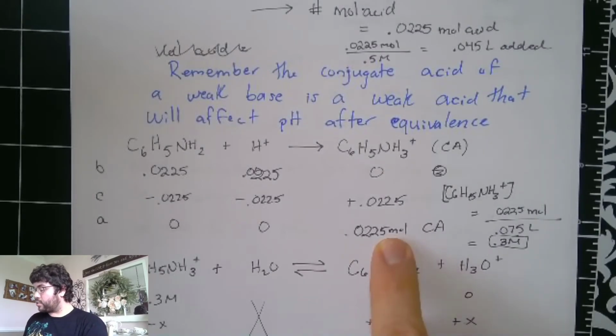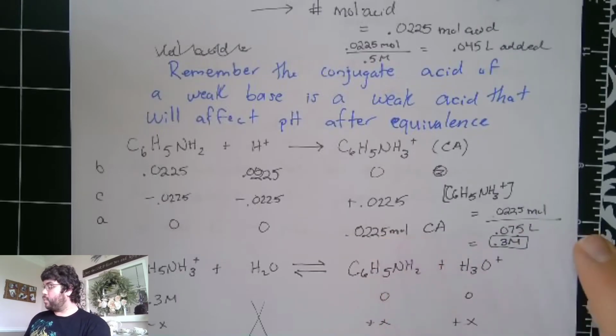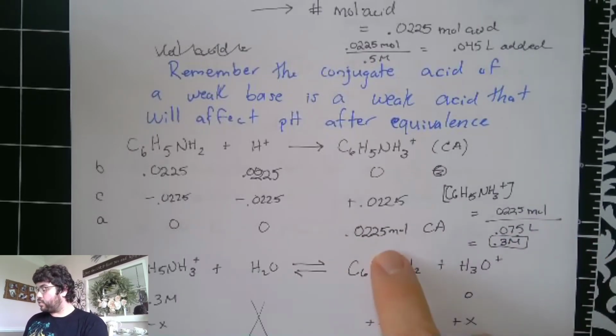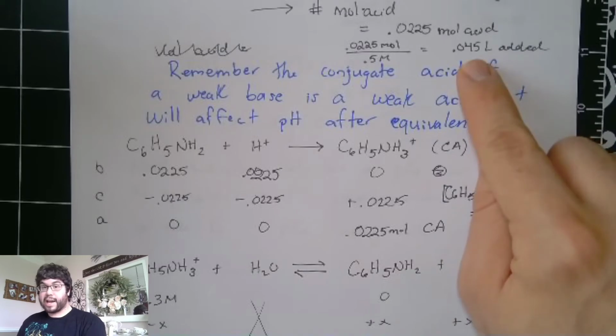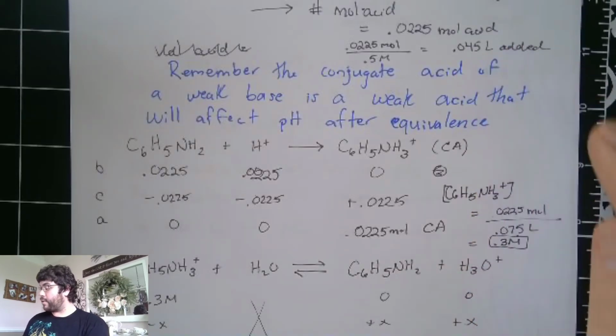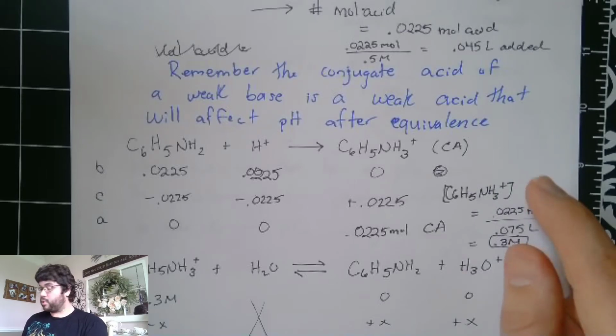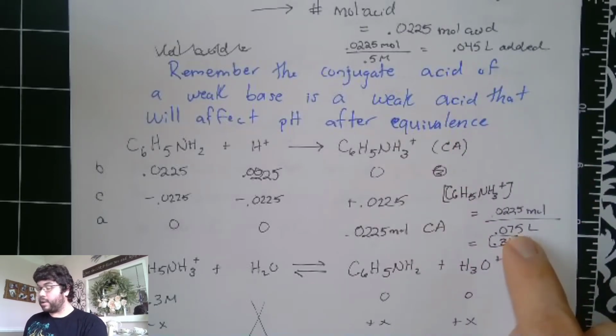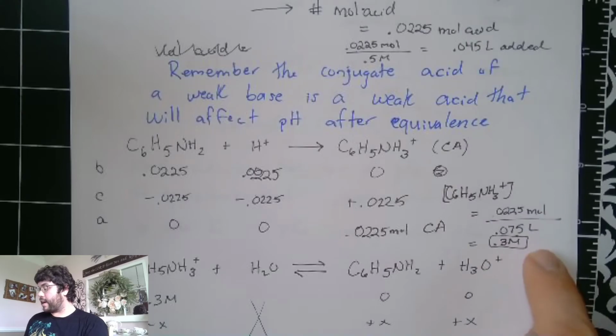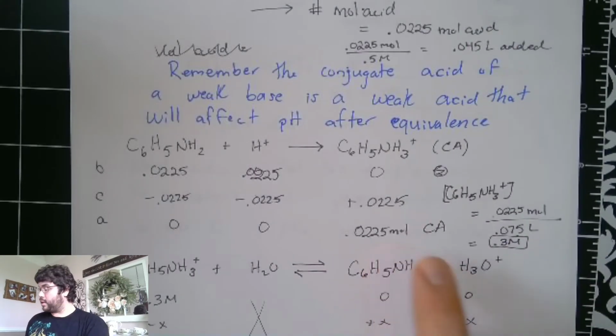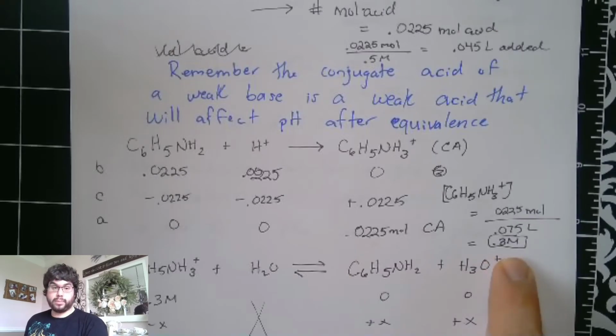Now, what is the concentration of that conjugate acid in our solution? Well, that's going to be the 0.0225 moles divided by how much acid we added, plus the volume of the base that we started with, which is 0.03 liters. So 0.045 plus 0.03 liters is 0.075. So the concentration of the conjugate acid is 0.3 molar. That's its concentration at equivalence.